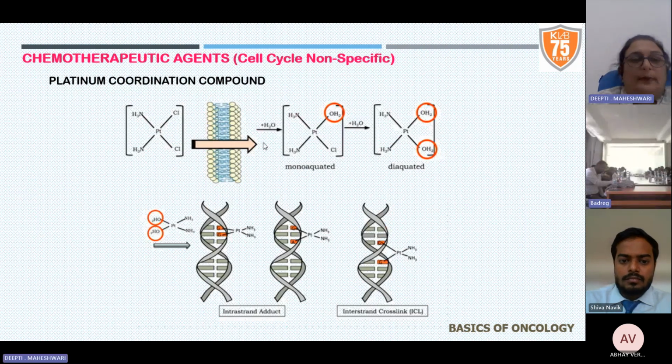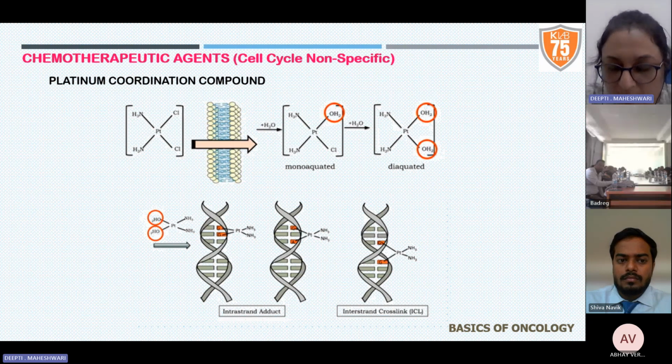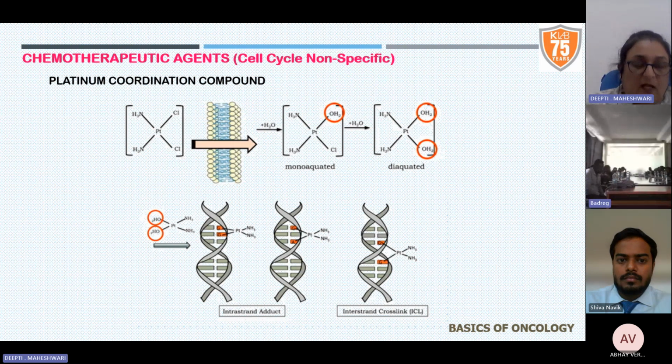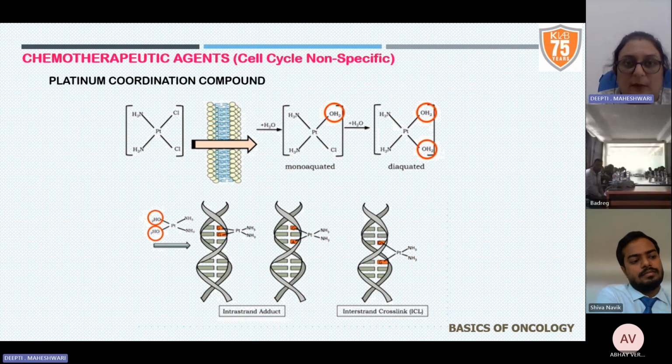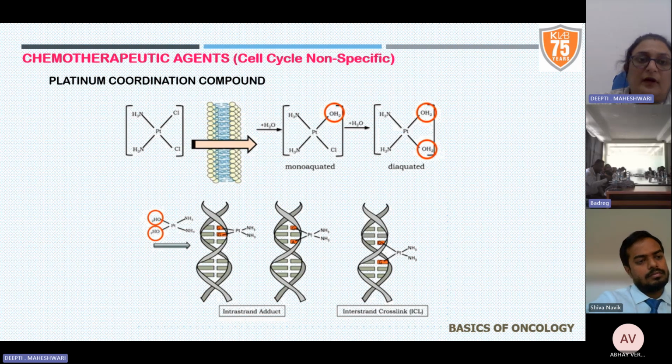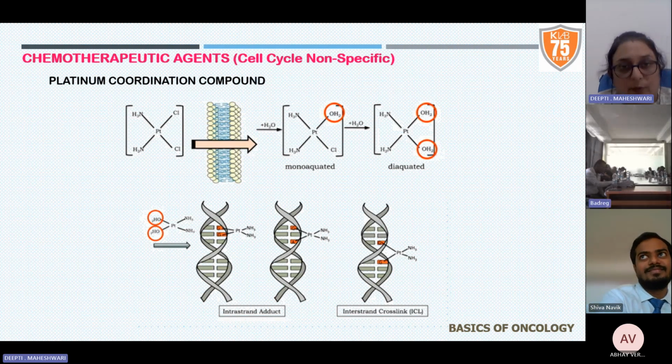So we have the platinum compounds also. Currently, you don't have most of the platinum compounds in Ethiopia, like cisplatin and carboplatin, but oxaliplatin is there. These chemotherapeutic agents are cell cycle non-specific. They have a platinum group in them.